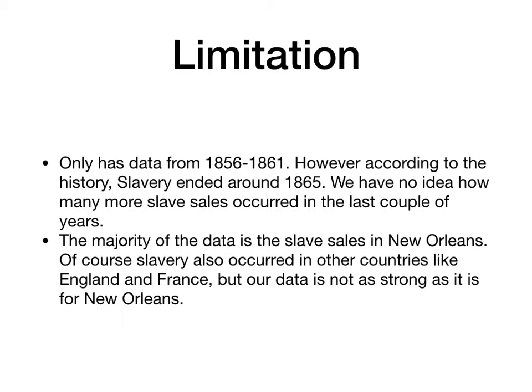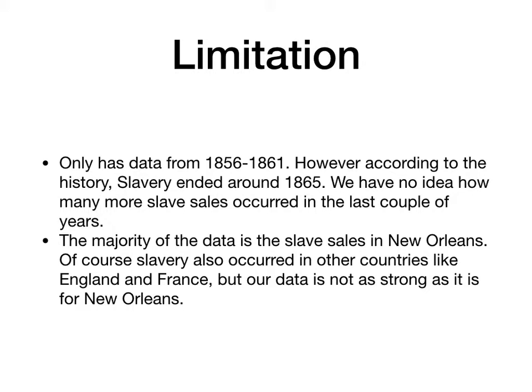As for limitation, this data set only has data from 1856 to 1861. However, according to the history, slavery ended at around 1865. We have no idea how many more slave sales occurred in the last couple of years. Also, the majority of the data is the slave sales in New Orleans.